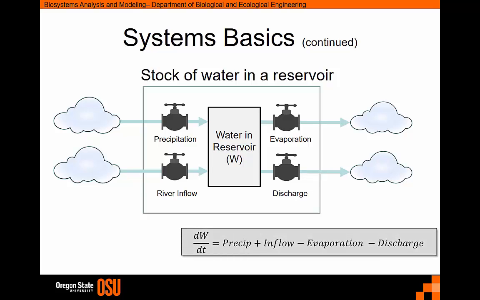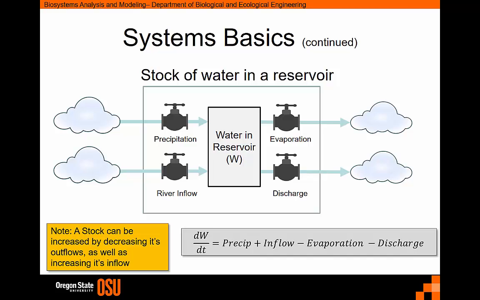A mass balance provides our model once we specify the four rates indicated on the right-hand side of the differential equation. Note that the inflows have positive signs, indicating they are contributing to the stock. Outflows have negative signs, indicating that they are removing from the stock. Further note that a stock can be increased by either increasing the inflow or decreasing the outflow.